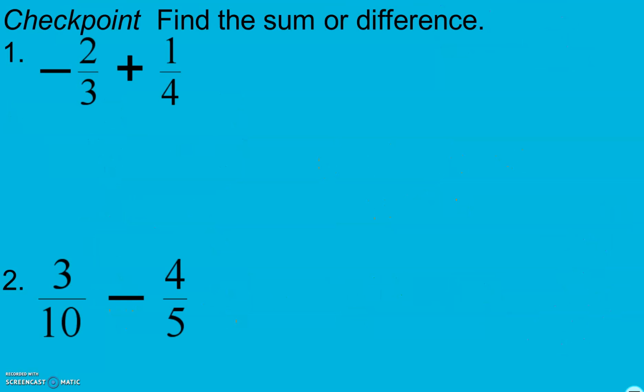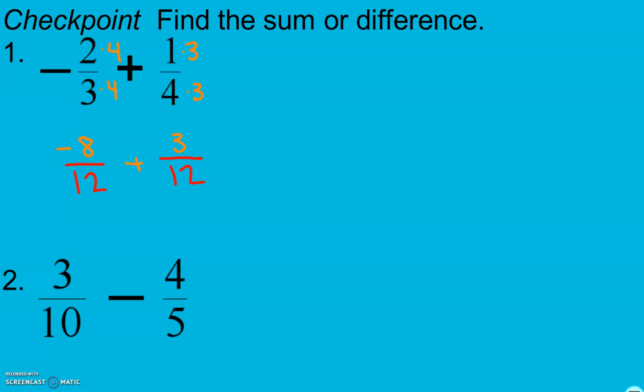In number 1, 3 and 4 are relatively prime, which means they have no common factors. So I can get my common denominator by multiplying them together, which gives me 12. Now I have to change both denominators to be 12. 3 times 4 is how I get to 12. Since I changed my 3 by multiplying by 4, I have to change my numerator the same way. 4 times 3 is how I get to 12. If I change my denominator, I have to change my numerator the same way. So now I have negative 8 twelfths plus 3 twelfths.